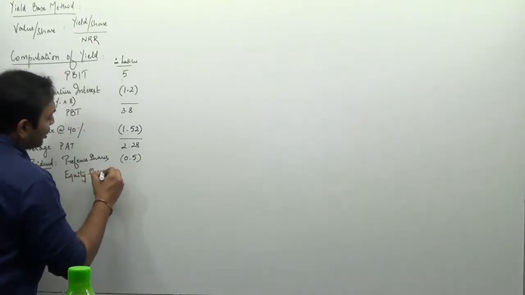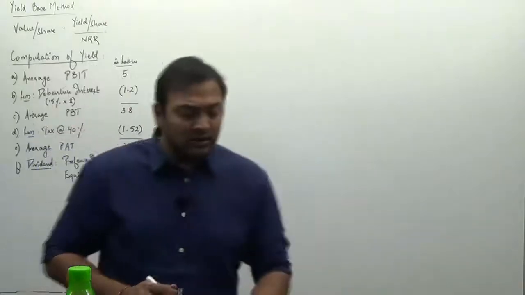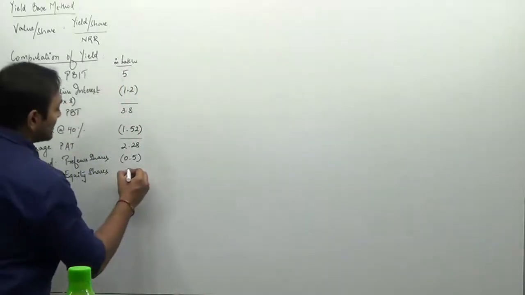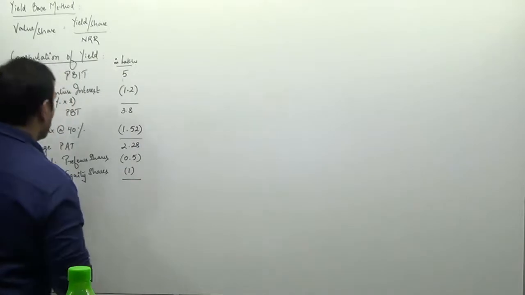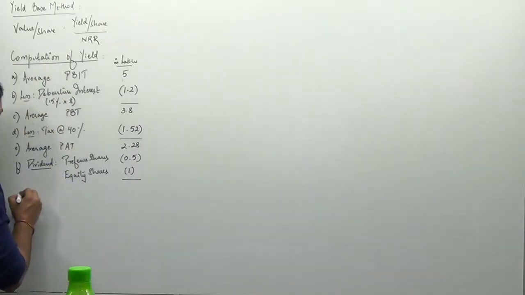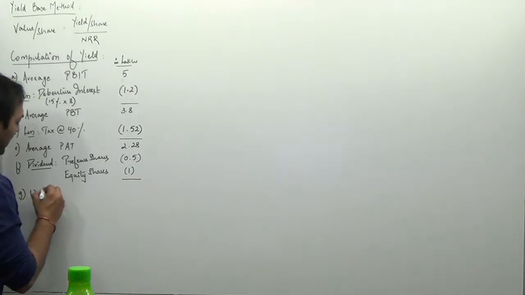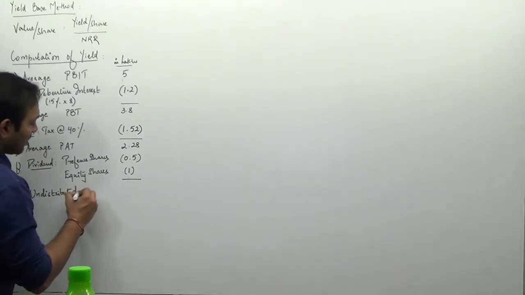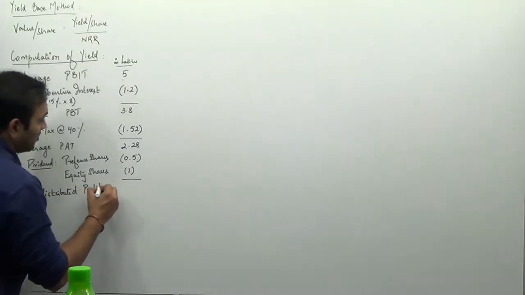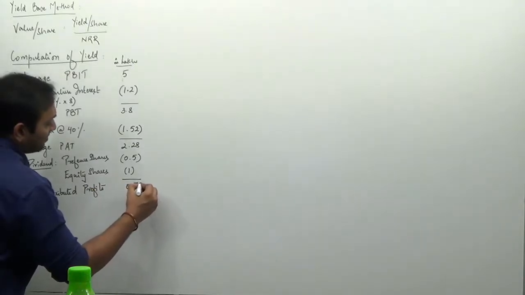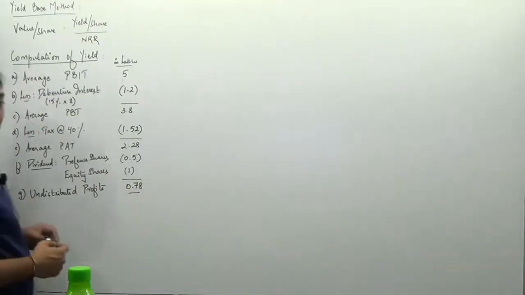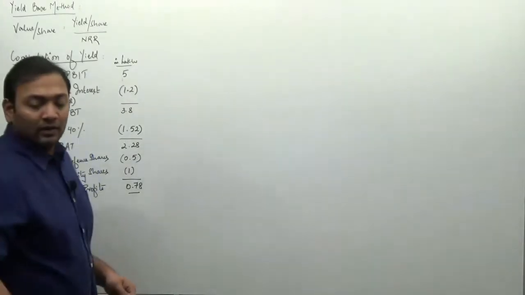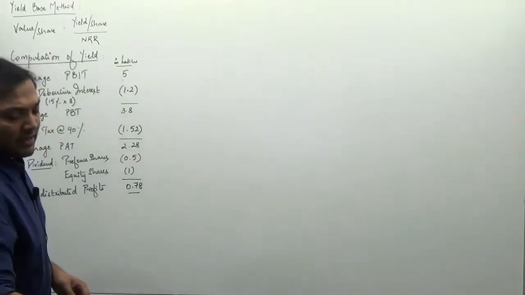He has given down below, in the last sentence, Lot Limited has been regularly paying an equity dividend of 10%. 10% of 10 lakhs is 1 lakh. If this is distributed to you as dividend, I can say that my undistributed profits is 0.78. What is yield? Check.